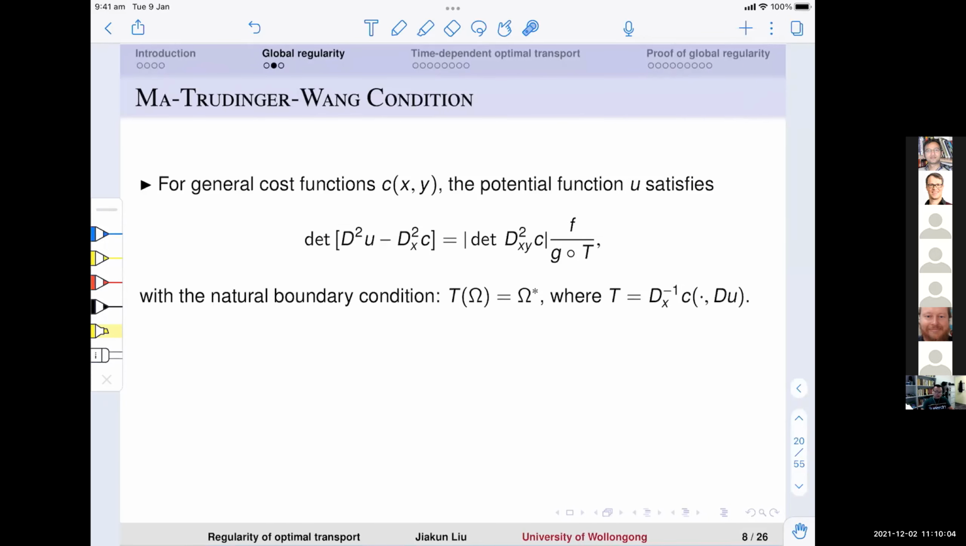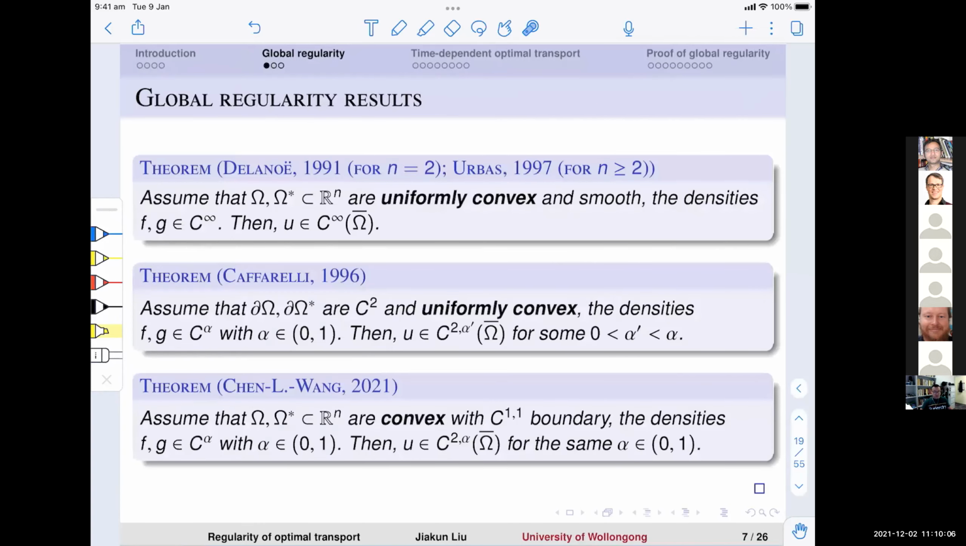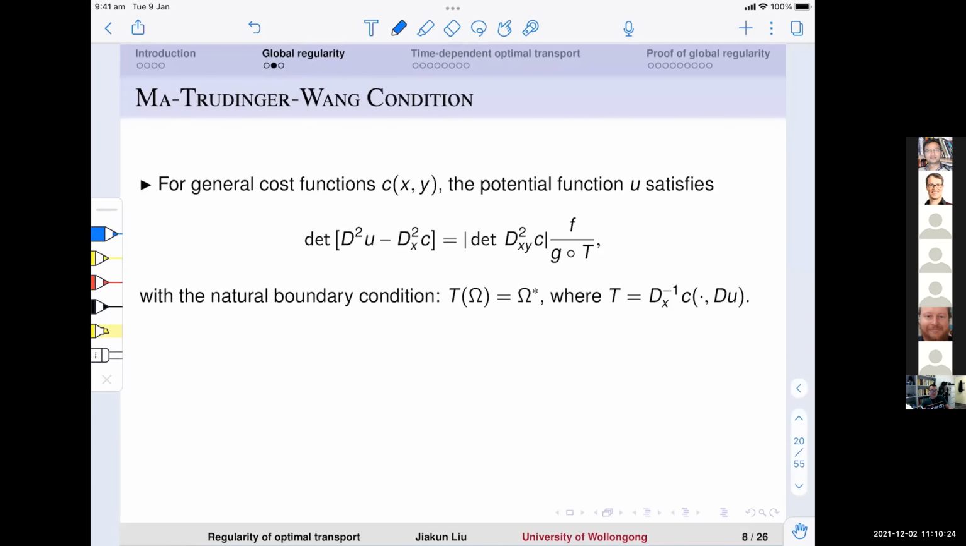However, all these global regularity results correspond to the standard Monge-Ampère equation, which again corresponds to the cost function c(x,y) being the quadratic cost function, that's one half |x minus y| squared. So that corresponds to a very special case of the cost function. And for the general cost function, what can we do?